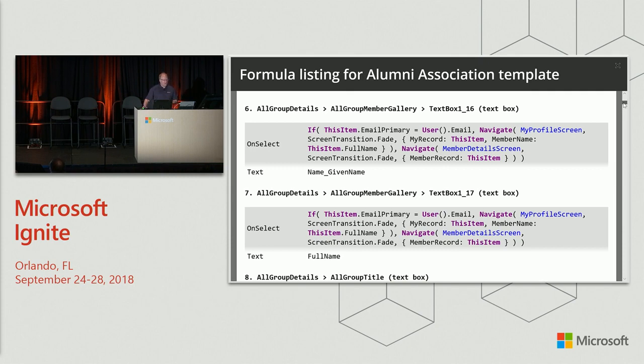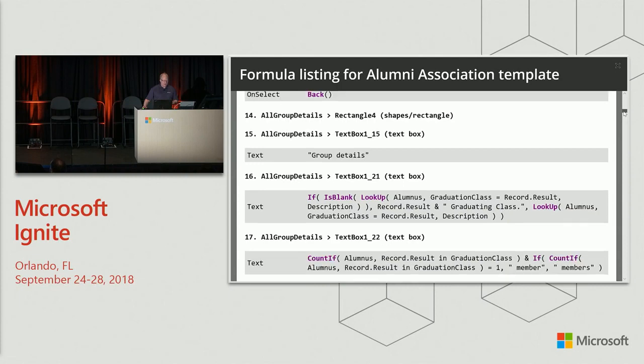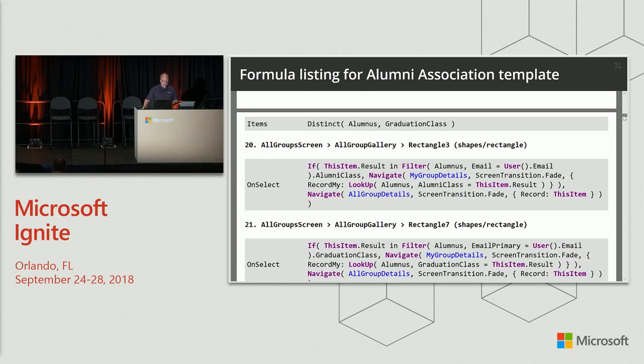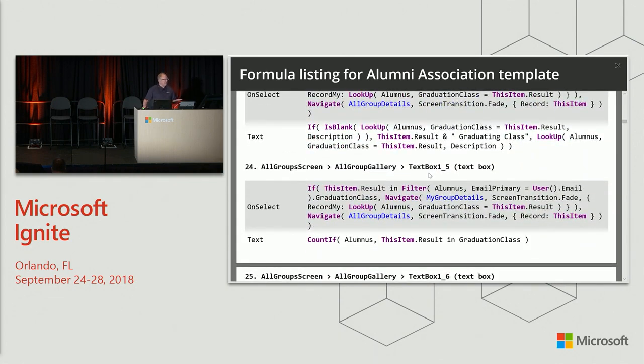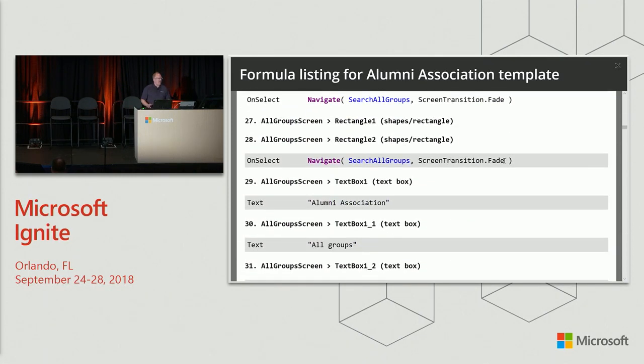This is one of our templates that ships with the product. This is a listing of all the formulas in it. Lots of them are really small, like Items equals Distinct. The OnSelects, the ones that are imperative, get a little bigger. The text here is saying, if blank, do a certain thing. But this is what applications in PowerApps tend to look like.